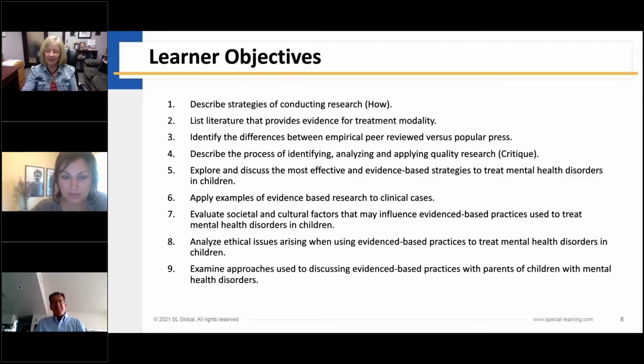We'll evaluate societal and cultural factors that may influence evidence-based practices used to treat mental health disorders in children. And then we will analyze ethical issues arising when using evidence-based practices. And we'll examine approaches used to discussing evidence-based practices with parents of children with mental health disorders.